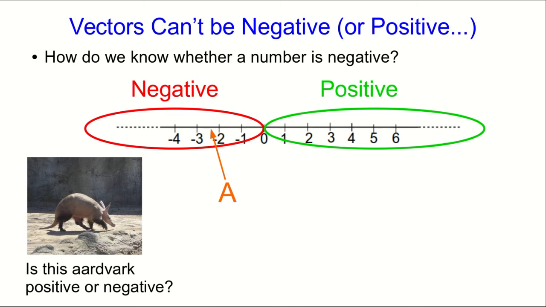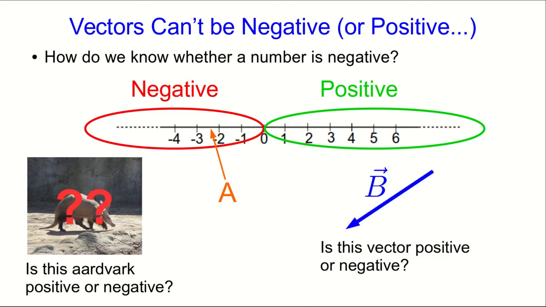Okay, well, is this aardvark positive or negative? Well, I hope you're saying that's ridiculous, Jeff. Aardvarks don't live on number lines. They live in savannas and brushlands of Africa. And so it's a totally meaningless question to ask whether an aardvark is positive or negative.